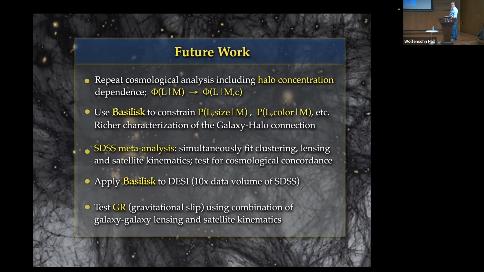We can use Basilisk. It's extremely powerful to go and do things like work out the occupation statistics as function of luminosity and size, or luminosity and color. You can get a richer characterization of the galaxy halo connection. We can do a meta-analysis where we fold in lensing and see what happens. Ultimately, we're going to apply this to DESI. It's 10 times the data as Sloan, so everything is going to take 10 times as long. And you can play fun games like think about constraining gravitational slip using a combination of satellite kinematics and lensing. Although I think no one believes anymore that there's something wrong with GR on scales of a few hundred kiloparsec, but it's a consistency check if anything.